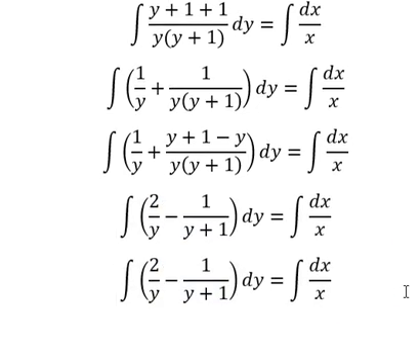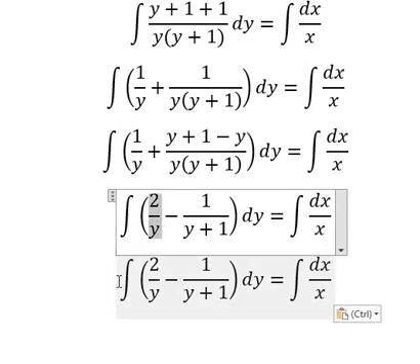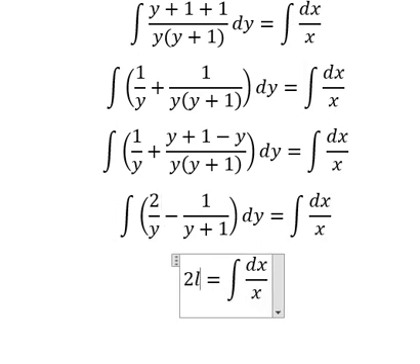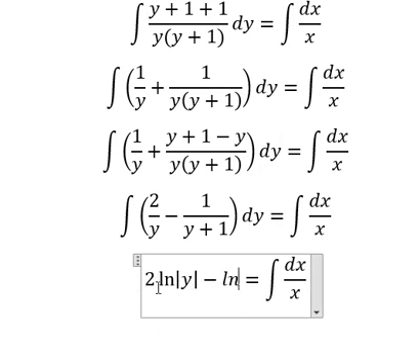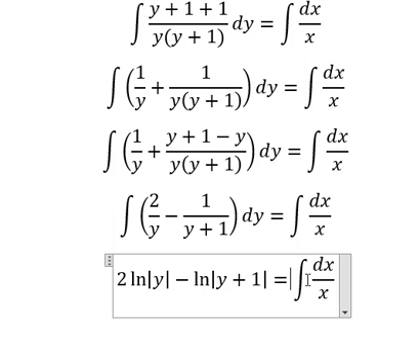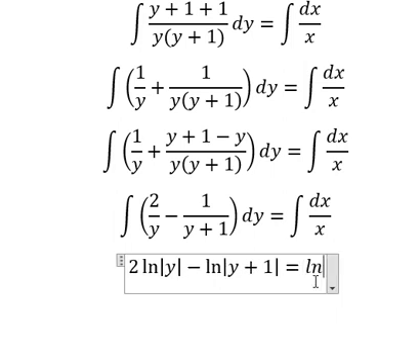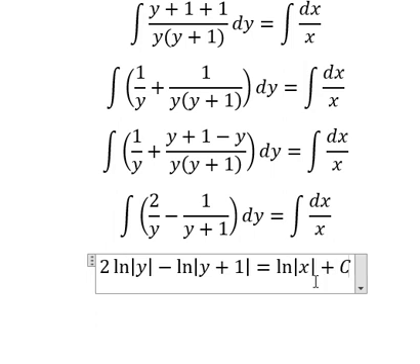So we have the final answer. The integration of this one that is about number 2 Ln of the absolute value of y, and the second one. The next one that is about Ln of the absolute value of s, and I will put about c.